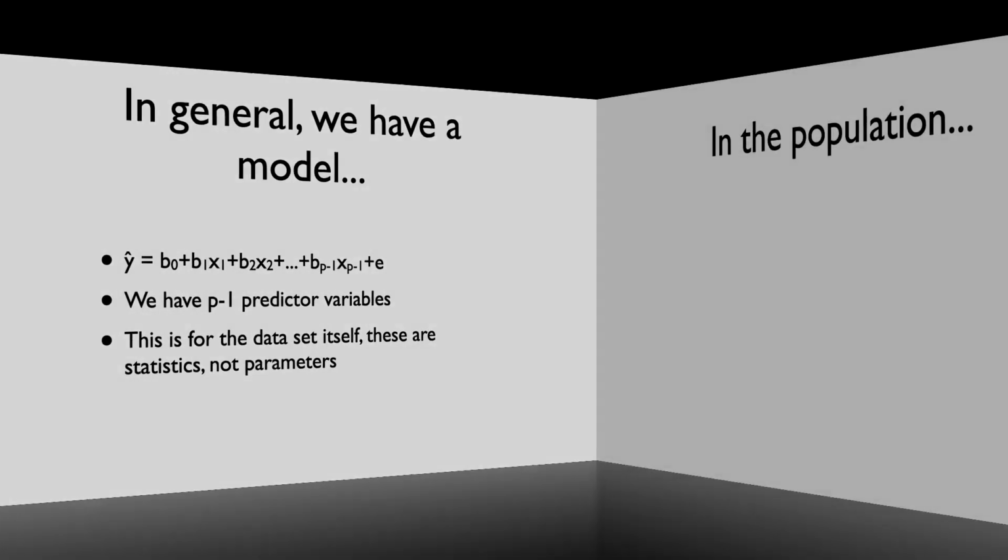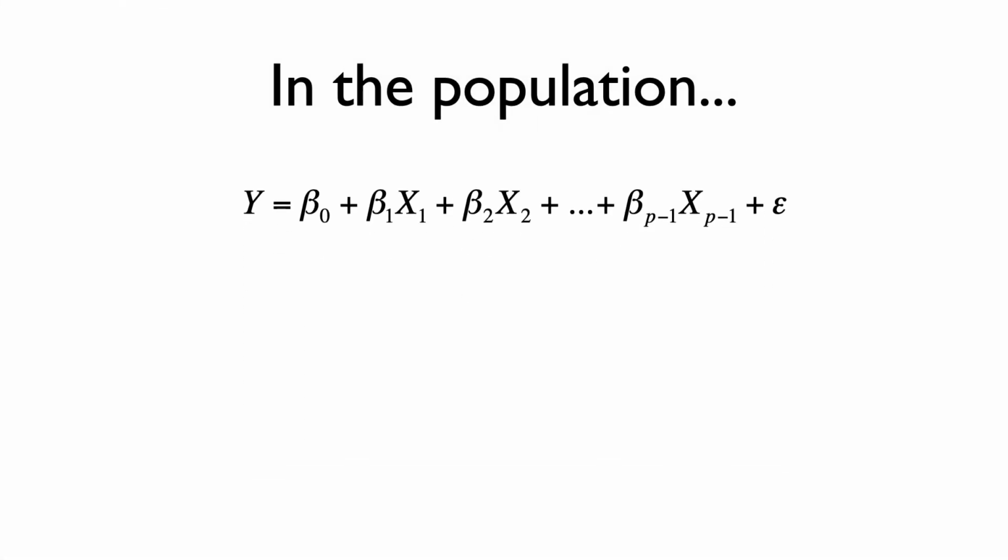So for the population, it looks like this. Here we get some Greek letters. We get y, and it equals beta sub 0 plus beta sub 1 x sub 1 plus beta sub 2 x sub 2 plus dot dot dot plus beta sub p minus 1 x sub p minus 1 plus e. Note that this isn't a prediction. This is saying how the universe actually works. So this model is for the population, and it's telling you this is how the universe works.